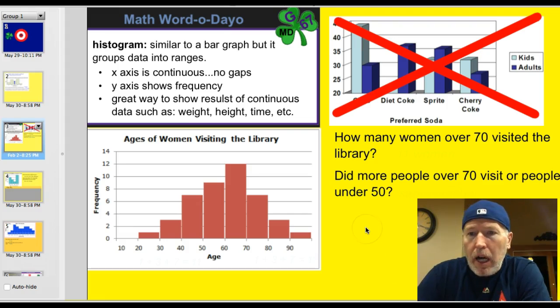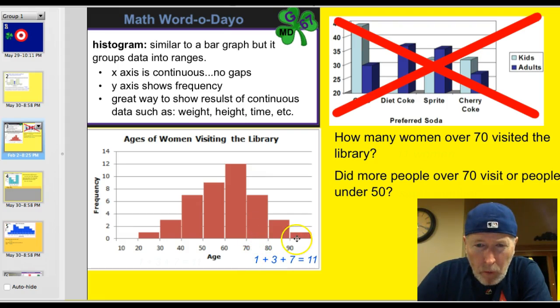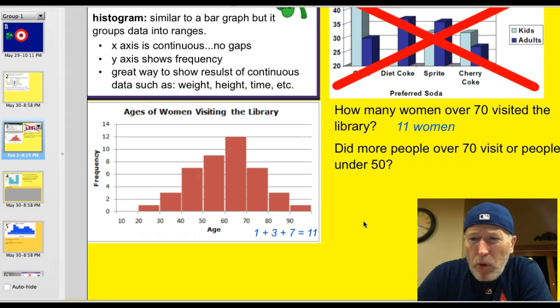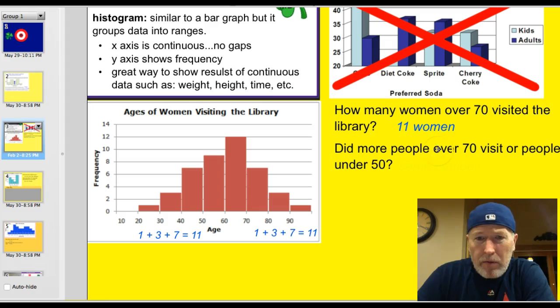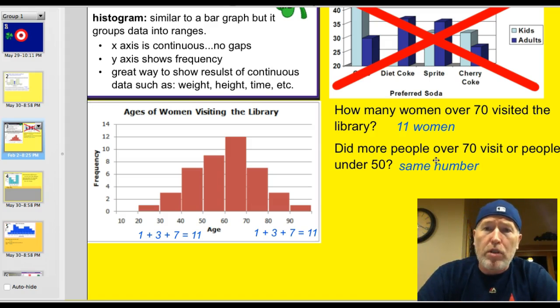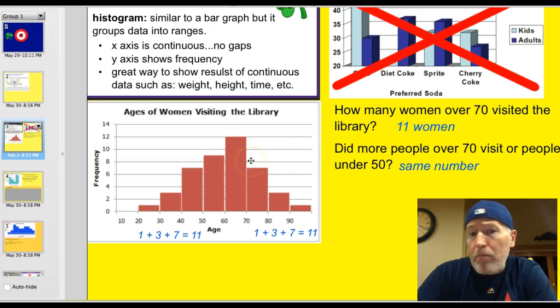All right, taking a look at this one here, the ages of women visiting the library. How many women over 70 visited the library? Well, over 70, let's see, it'd be these 3 categories. So there's 1, and there's 3, and there's 7, so there's a total of 11 women. Did more people over 70 visit or people under 50? Well, over 70 was 11. If I add up these 3 categories for under 50, we find out that they're both equal to 11. It's the same number of people over 70 and under 50 who visited. So there are all kinds of questions you can answer by interpreting a histogram.